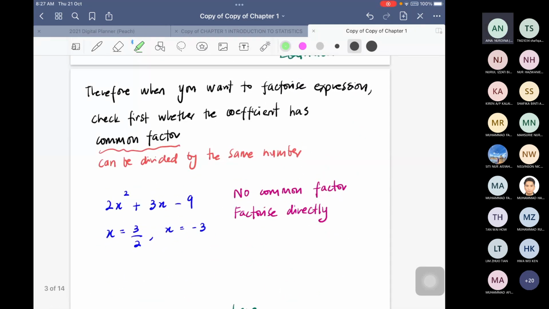Okay, so therefore, when you want to factorize expression, check dulu whether the coefficient has common factor. Coefficient ni adalah constant tu lah. Contohnya kalau I ada equation, 2x square tambah 3x, nombor yang kita darabkan dengan x tu, kita panggil dia sebagai coefficient. And common factor ni adalah nombor sepunya. Nombor yang whether or not they can be divided by the same number.